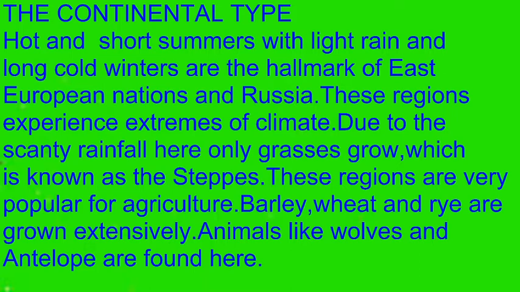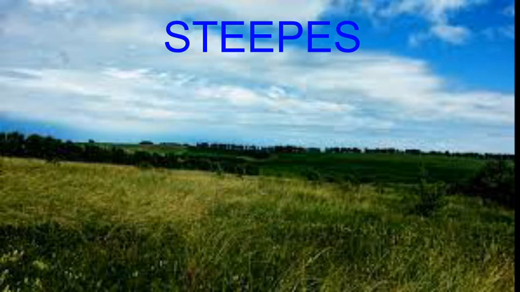Now these regions have become very important agricultural regions, and large scale agriculture is practiced here. Extensive agriculture is practiced here in the grasslands, where a single crop is grown in huge fields. Machines are used because the fields are so big. Human beings can't work, animals cannot work, it will take a lot of time. Therefore, machines are used to do all the work. In these large farms, crops like wheat, barley, and rye are grown. So you can just see the steppes once again here, the grasslands.